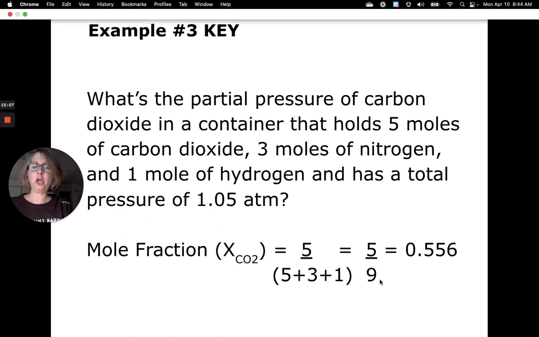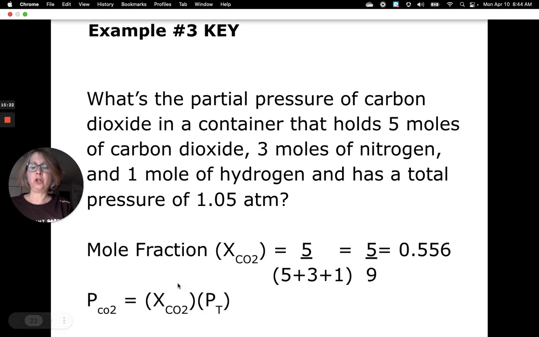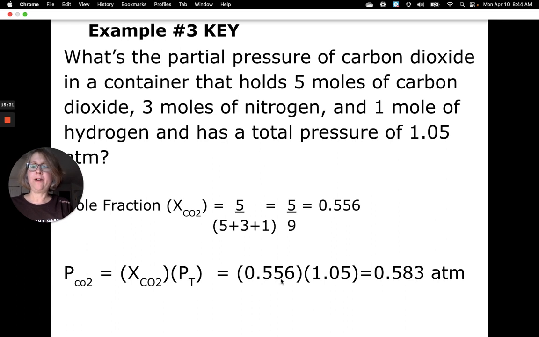Now, how do we figure out the total? We're going to multiply. How do we figure out the amount that is due to carbon dioxide? Well, we know the total is 1.05, and we know that 5/9 of that is due to carbon dioxide. So you're just going to do the mole fraction, which is 5/9 or 0.556, times the total pressure. If you do that, you'll put 0.556 times 1.05, and you'll find that the partial pressure of the CO2 is just 0.583 atmospheres. So that is your lesson on all the gas laws, and you'll get to do some practice.